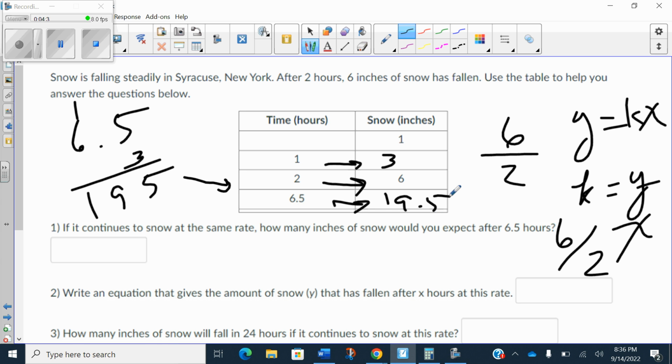And then if I'm multiplying by 3 going this way, I'm dividing by 3. So all fractions mean divide. So it's 1/3 of an hour, or 20 minutes. Okay, if it continues to fall at this rate, how much would it be? 19.5.